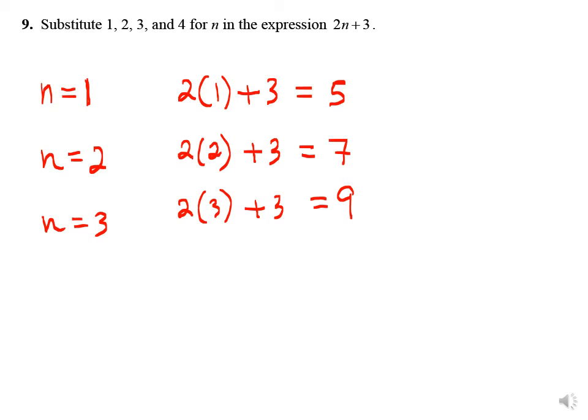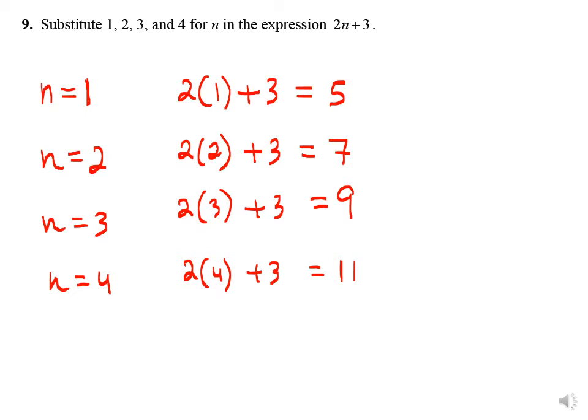Hopefully you guys got this one. 2 times 3 is 6, plus 3 more is 9. There's our 9 again. Doing this, you could probably make any kind of pattern. It just depends on the expression that you use. Okay, n is equal to 4. Plug in the 4 here. 2 times 4 is 8, plus 3 more makes 11.